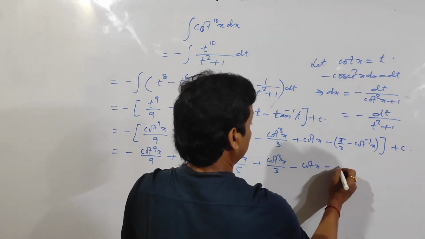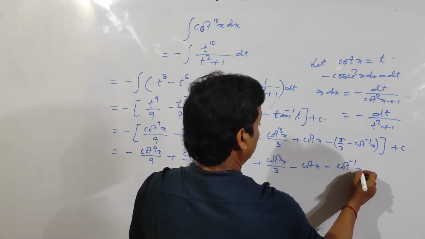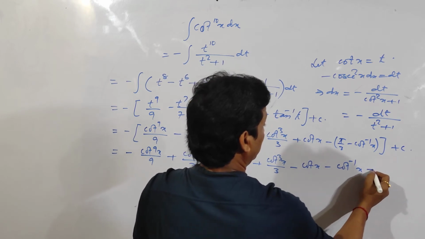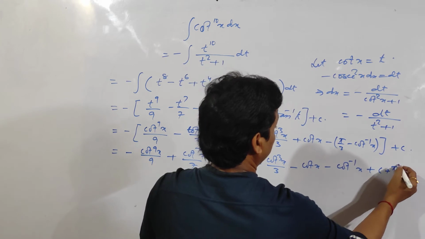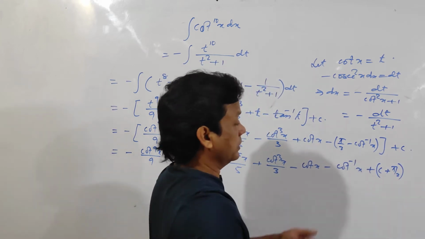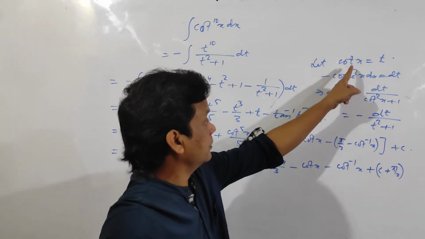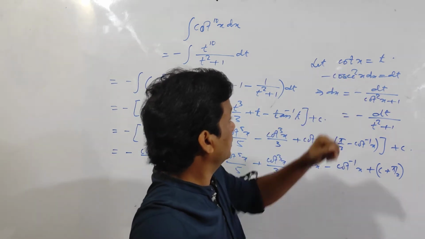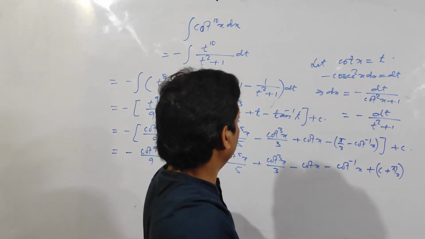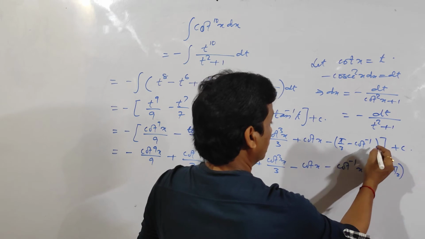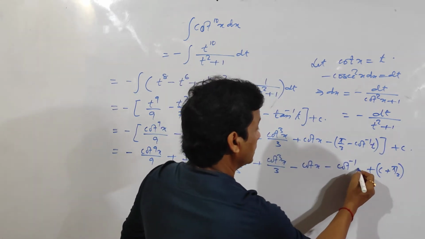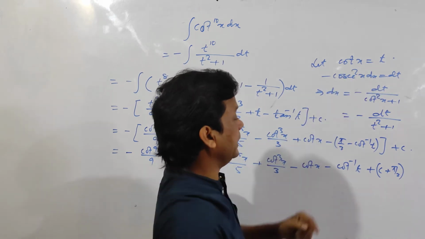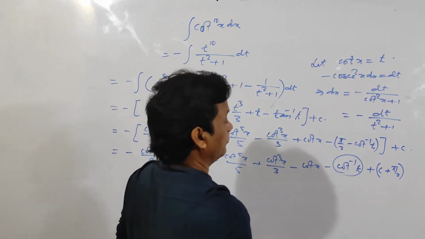So it will become minus cot inverse x plus c plus pi by 2, and c plus pi by 2 will become another constant. And what is your cot inverse x? It is not x, it is cot inverse t, because there was the tan inverse t, so it becomes cot inverse t. So what is cot inverse t? It is x. So this quantity will become x.